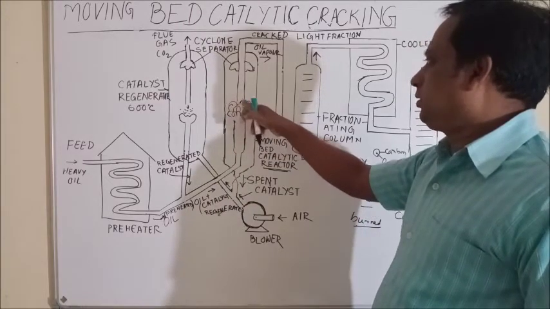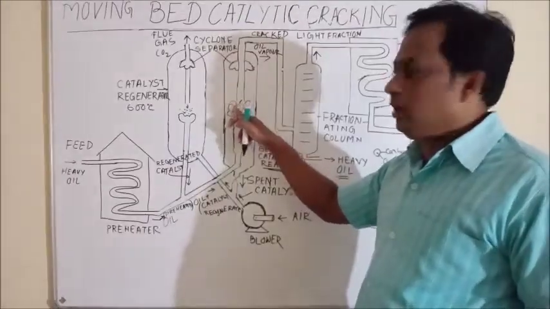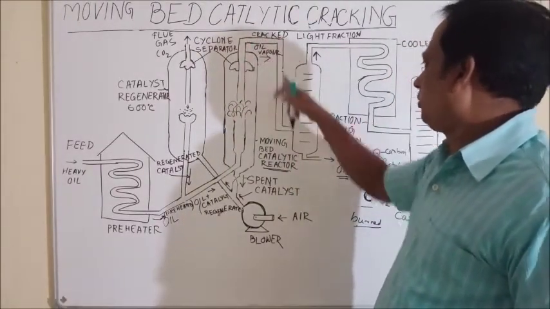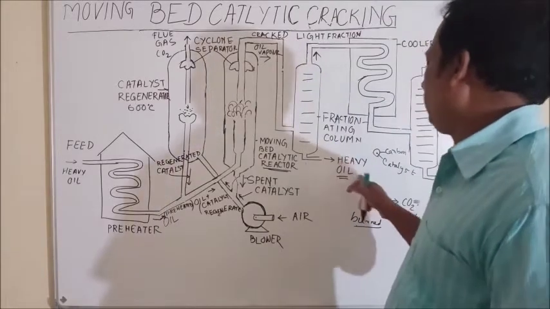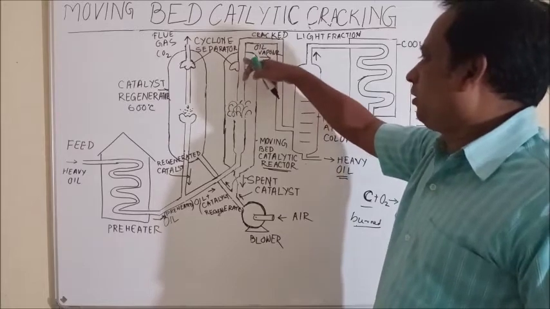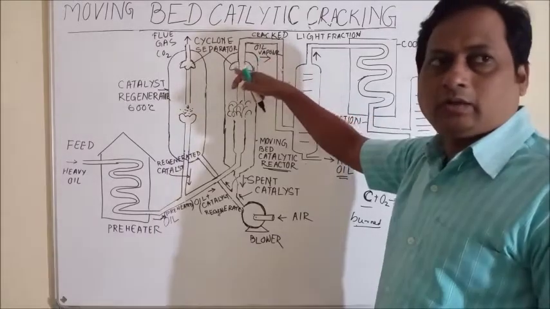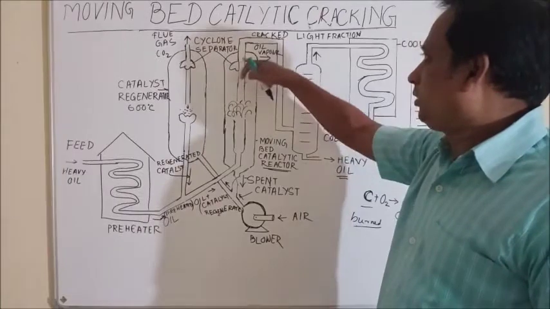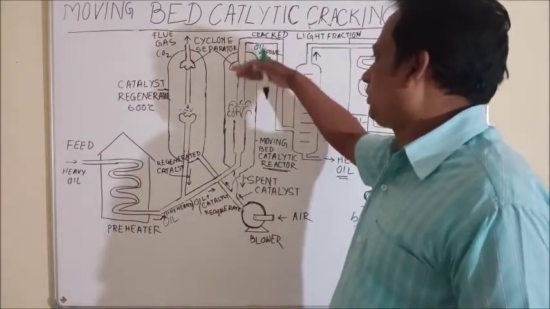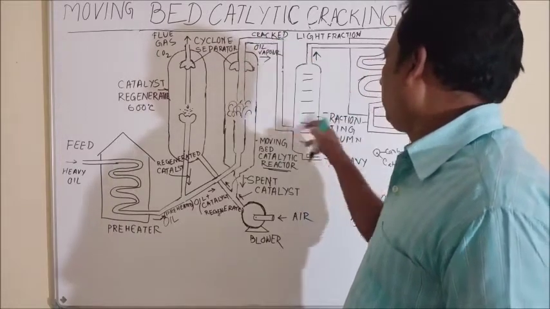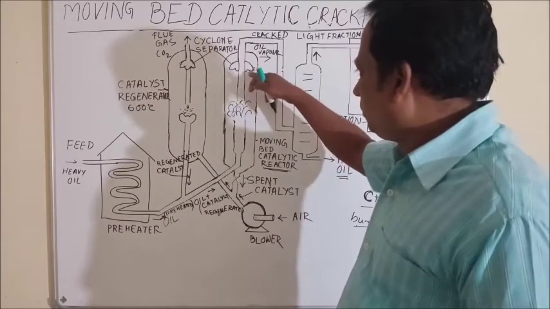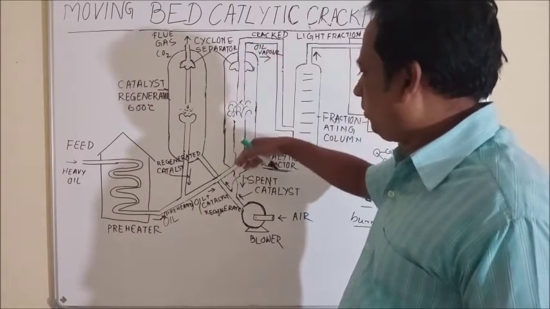Here it cracks the oil, and the oil vapor goes away directly to the fractionating column, where it is fractionated and heavy oil is collected. When the oil vapor goes, it does not allow the catalyst to move, because there is a cyclone separator which stops the movement of the catalyst but only allows the oil vapor to go. The catalyst which does not go falls to the bottom.